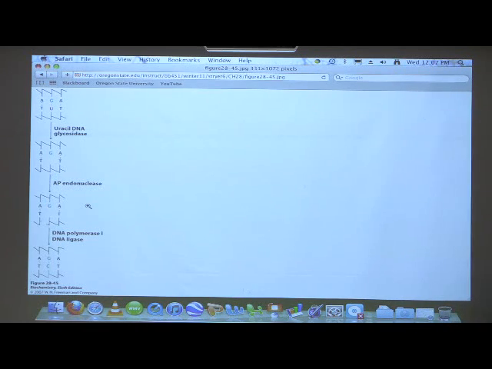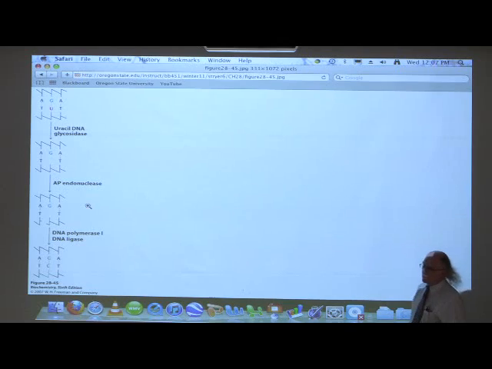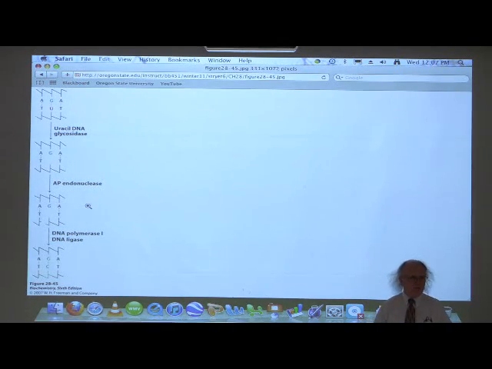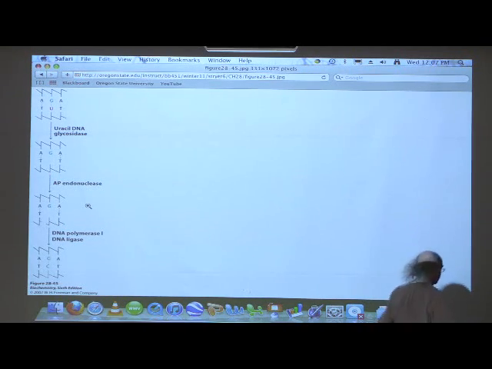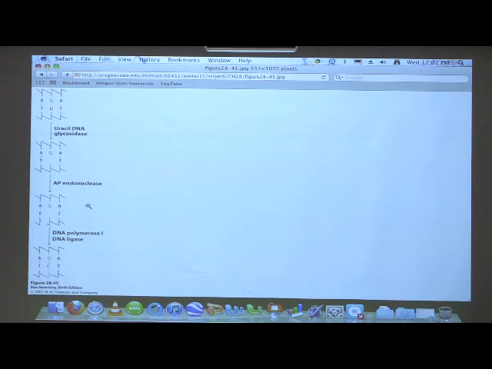As you could probably guess, when you see a U in DNA, the cell has no difficulty deciding which strand to fix, because obviously the U is already in that strand. So it takes care of that process.